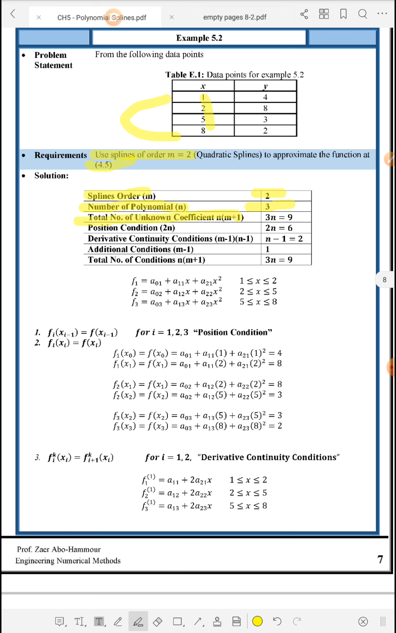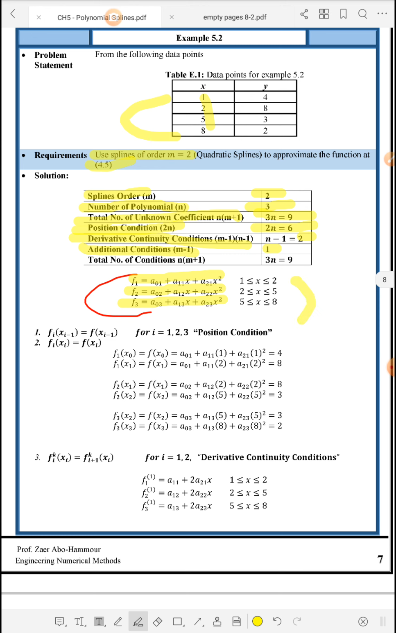the total number of unknown coefficients will be 9, and position conditions will be 6, and derivative conditions will be 2, and additional conditions will be 1. Okay, so these are the 3 polynomials, and each one of them is a second order polynomial, and each one of them covers a range between the first, second, and third and fourth point.